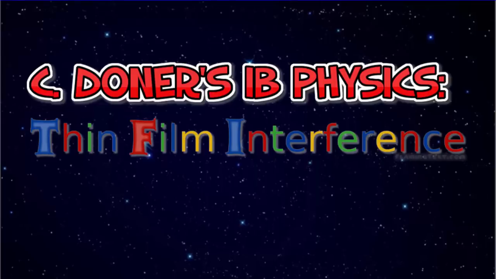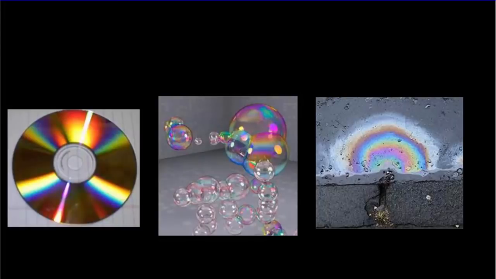Today we're going to talk about thin film interference. You've probably noticed colorful patterns in things like DVDs and soap bubbles and even sometimes in puddles. And each of these involves a thin film. So there's a thin clear film over top of a DVD, and underneath that is a mirrored surface.